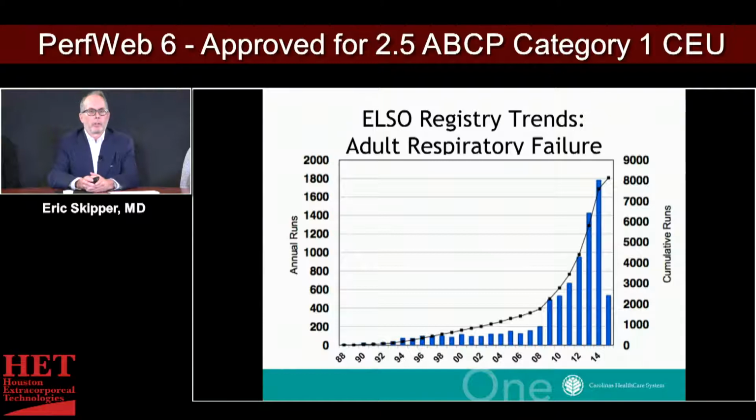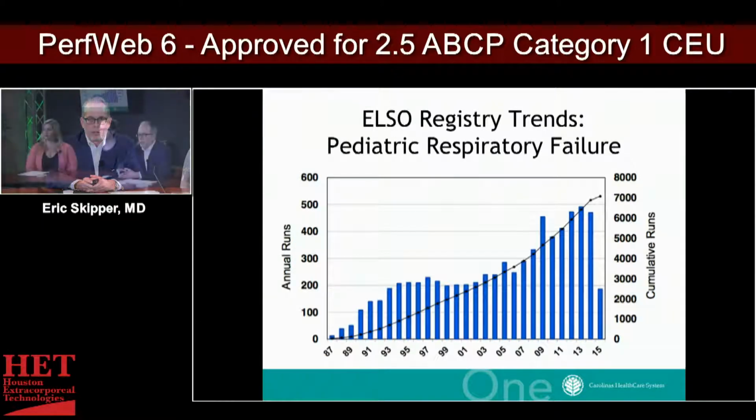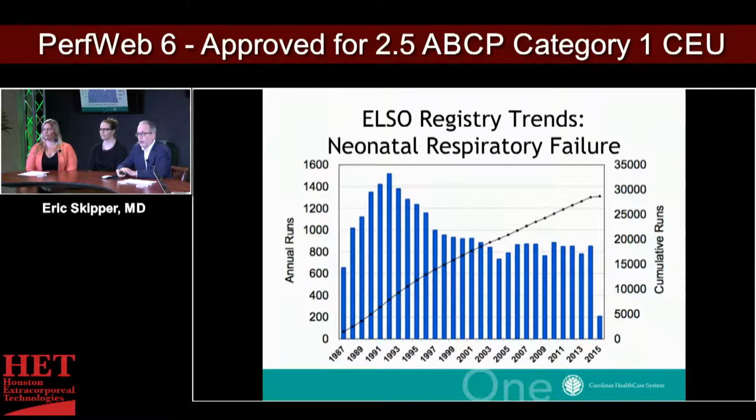This is, again, adult respiratory failure. You see that in 2014, the number had gone up quite significantly. Pediatric respiratory failure, again, numbers increased steadily through 2013 and appeared to plateau at 2013, 2014. Neonatal numbers, however, appear to have gone down since the mid-90s and kind of plateaued in the 2003 to 2013 range, but not necessarily the upsweep that we see in the other patient populations.